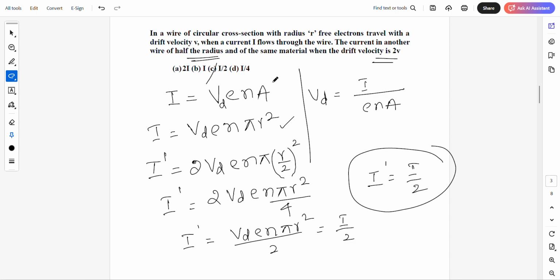Here you should remember that area is pi r square. In the first case, I is equal to v_d, drift speed or drift velocity, into e into n pi r square. In the second case, he is increasing the drift velocity to 2v and he is reducing the radius to half. Therefore, I dash is equal to I by 2.